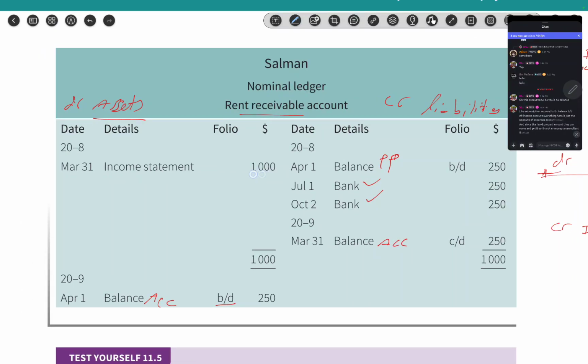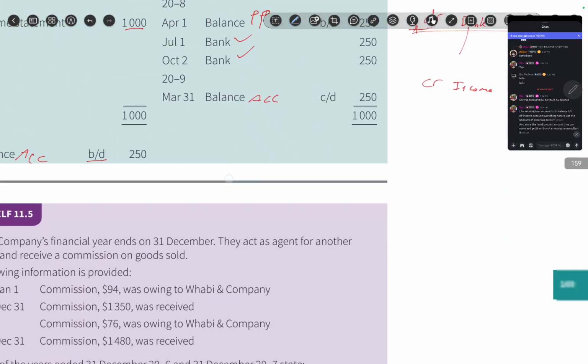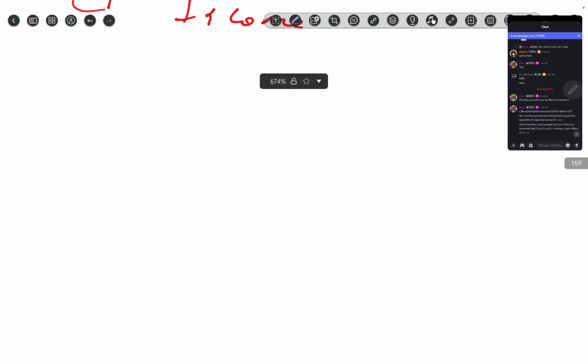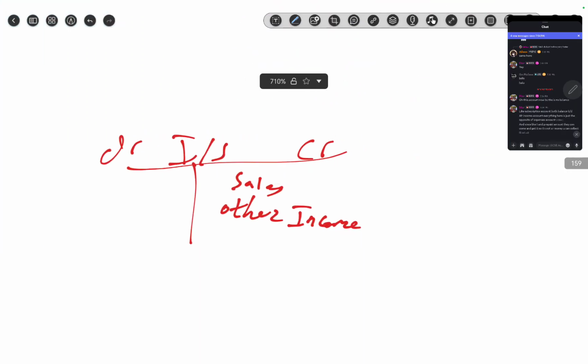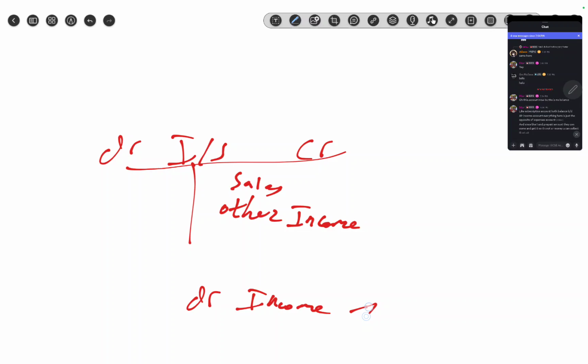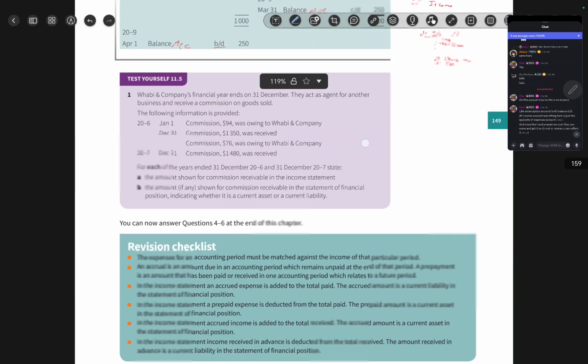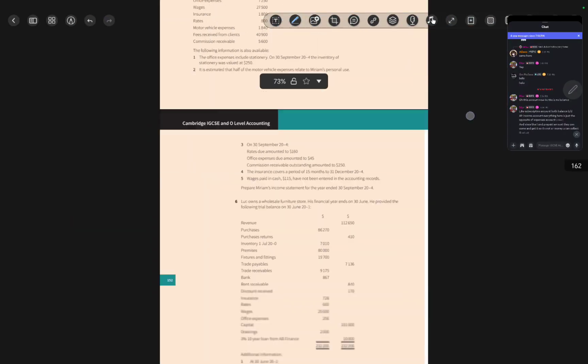Income statement is going to be our balancing figure. Income statement comes on the debit side. Why is that? Because we discussed that if you make a T account of the income statement, on the credit side you have anything that increases the profit, such as your sales or any other income. Okay, and rent receivable is part of your other incomes, and that's why if you credit your income statement, the double entry would be to debit your income account, credit your income statement. Okay, that makes sense. And yeah, that's the end of this chapter.